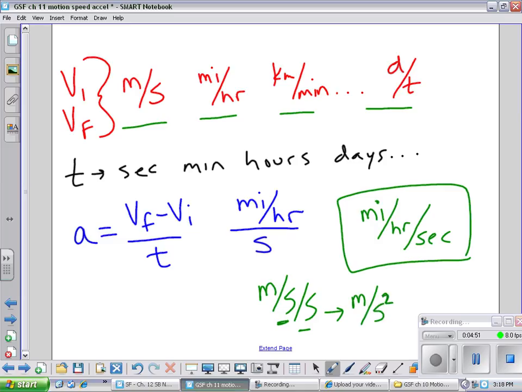So just so you don't freak out when you see that. But again, when you think about acceleration, it's the rate at which your speed is changing.